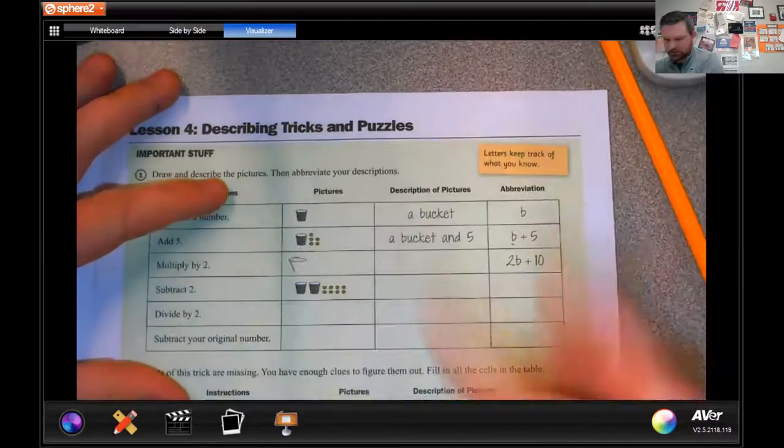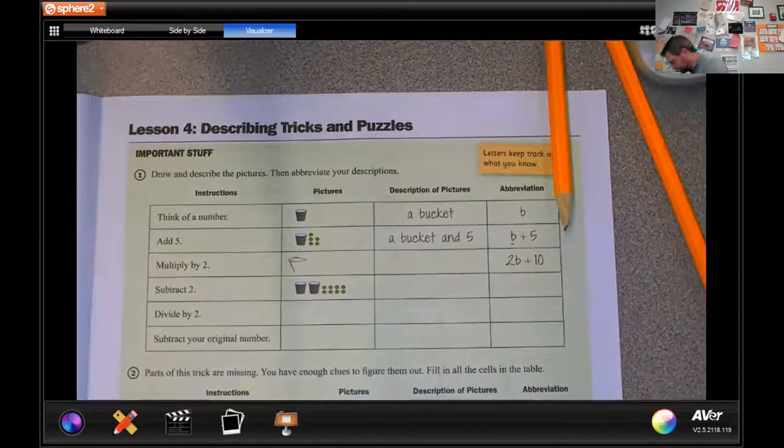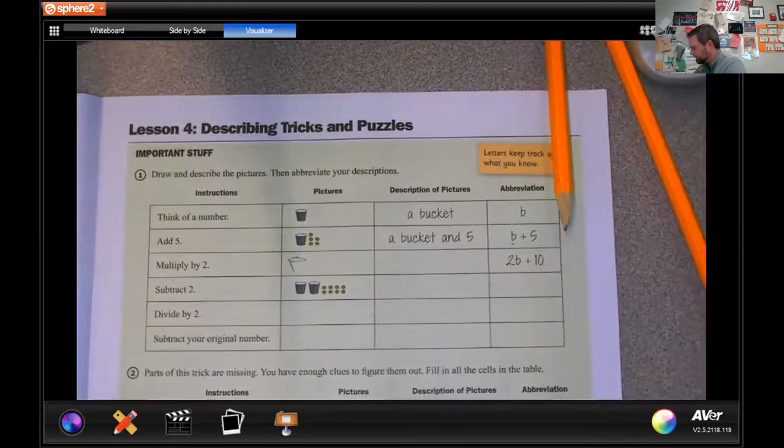Oh man, that pencil broke. I just sharpened that pencil too. All right, let's see. Here's one.